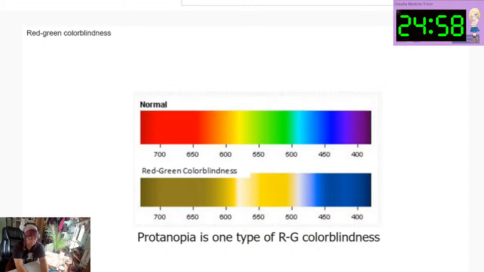So the gene encoding the pigment protein found in the red cone is found on the X chromosome, and the recessive allele is mutated such that the gene does not code for a functional pigment protein.